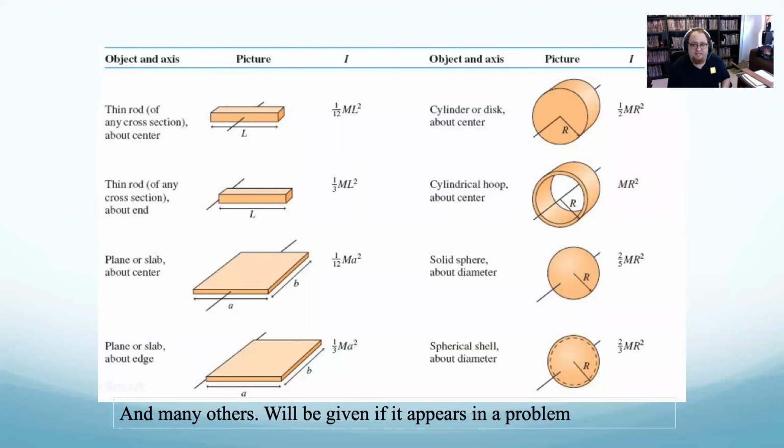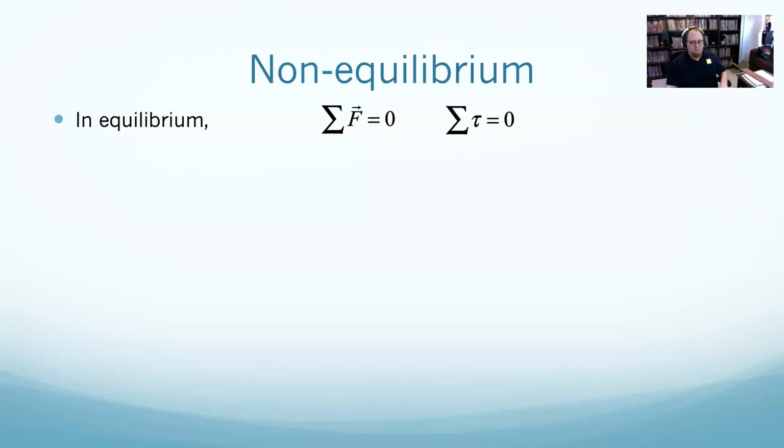And what we're going to do with this is we know in one dimension, the sum of forces equals ma, that the sum of forces is mass times acceleration. Well, mass is inertia. In equilibrium, the sum of forces is zero, and the sum of torques is zero. But not in equilibrium, the sum of forces is inertia times acceleration.